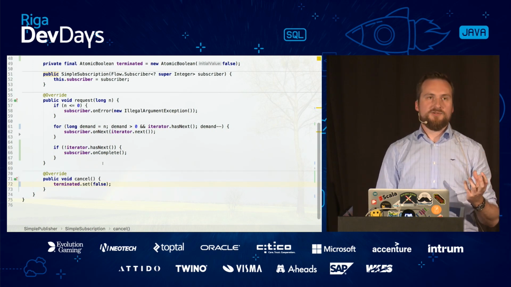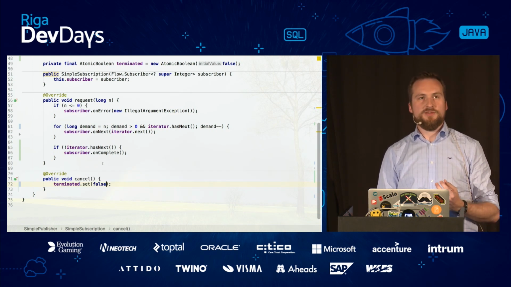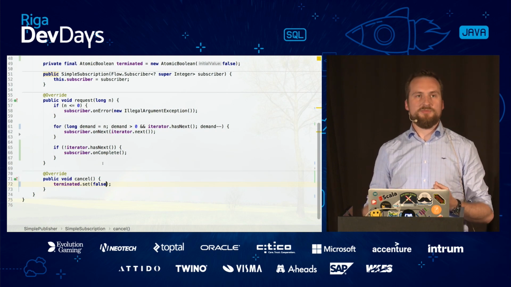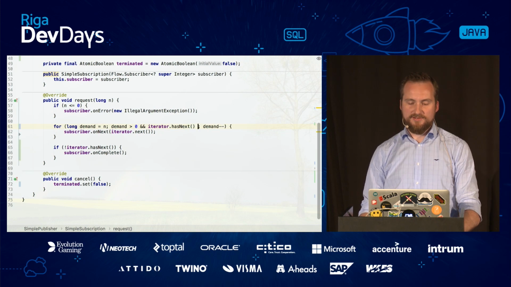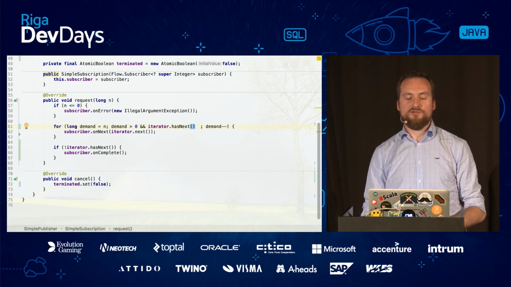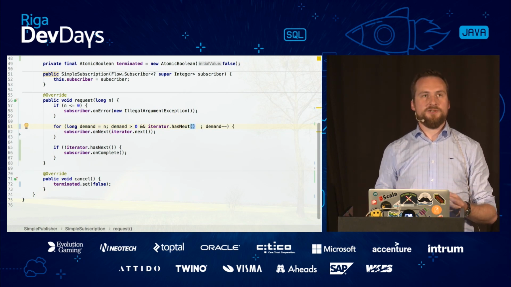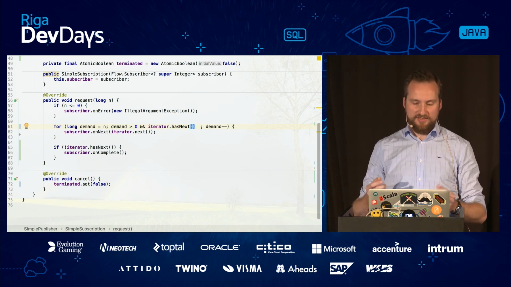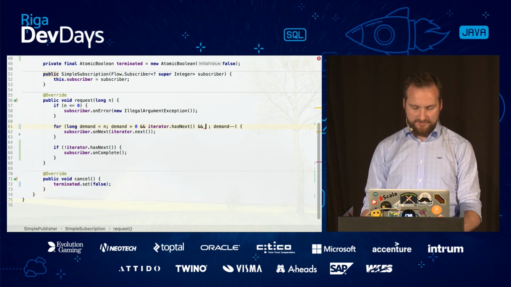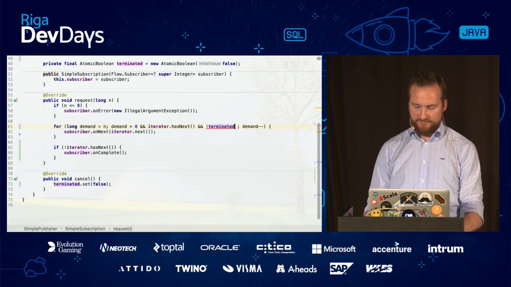And now we have to somehow use the flag in our request method, to consider the information when sending the data downstream. So the first place to check it is in the for loop. Apart from the demand being greater than 0 and the iterator being not empty, we also want to check that we have not been terminated yet. So it's not terminated.get.